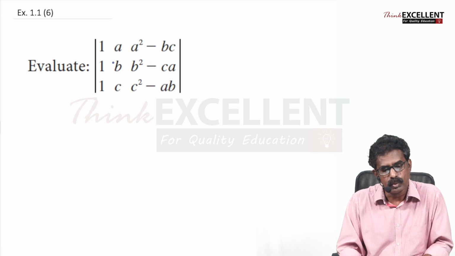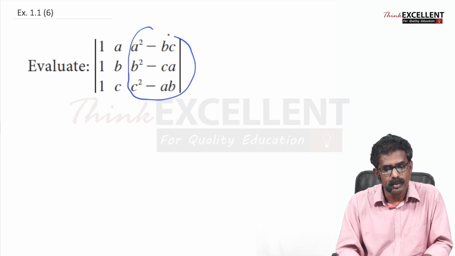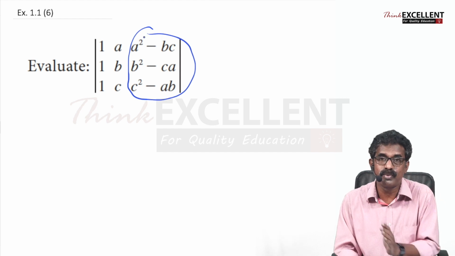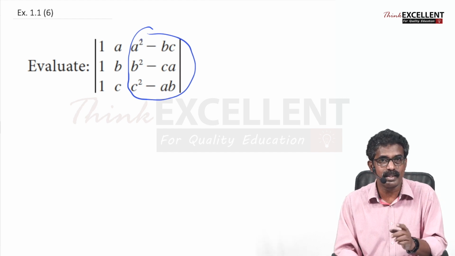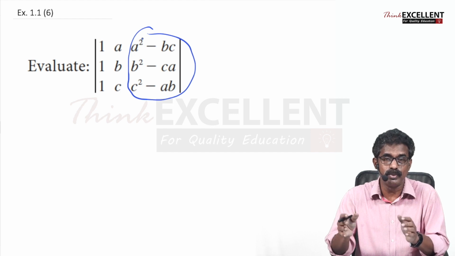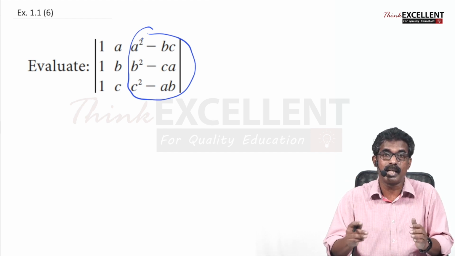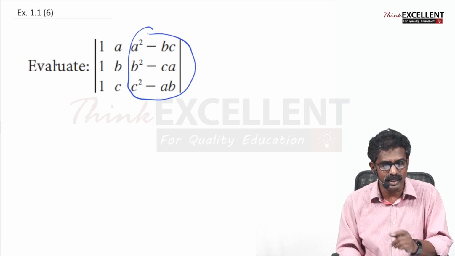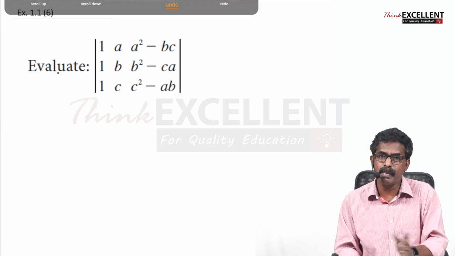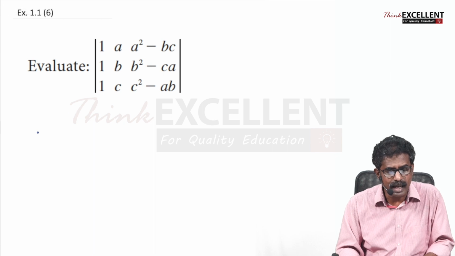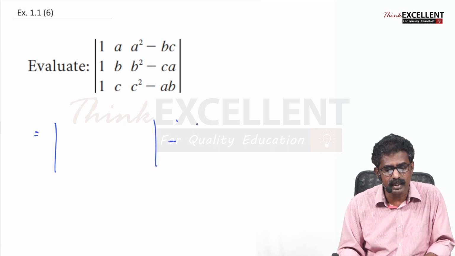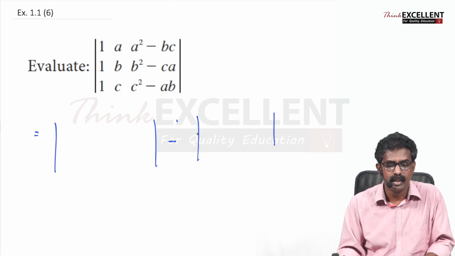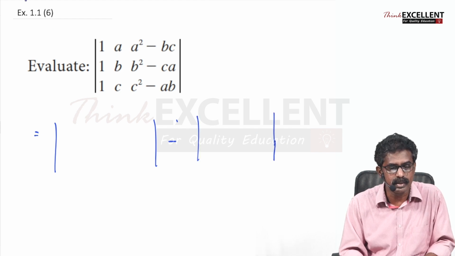So here what you can do. This one column you can see as the difference of two numbers, right? The property I said: if one row is a sum of 2, that determinant can be written as a sum of two determinants. It is for row or column. So here for column, instead of plus it is minus. So this can be written as a difference of two determinants. How can you write the two determinants?